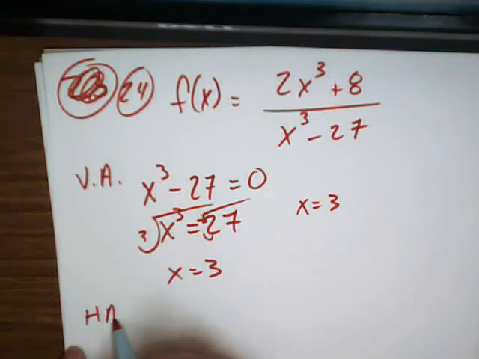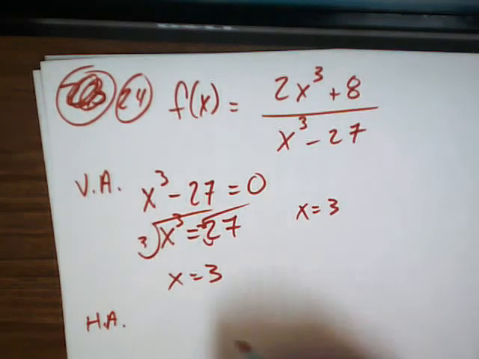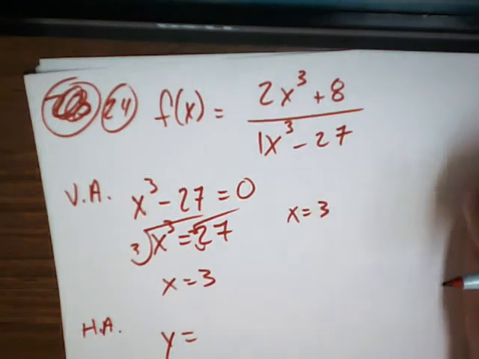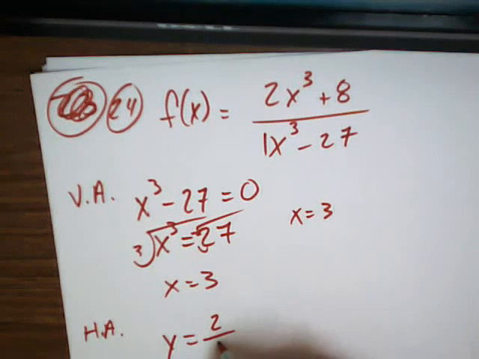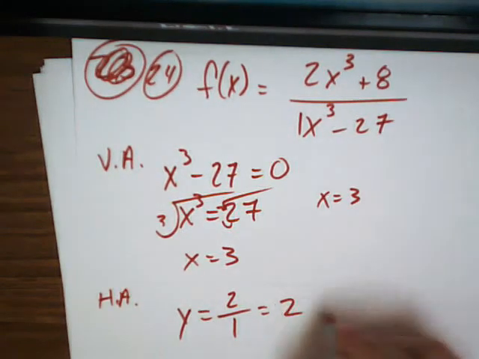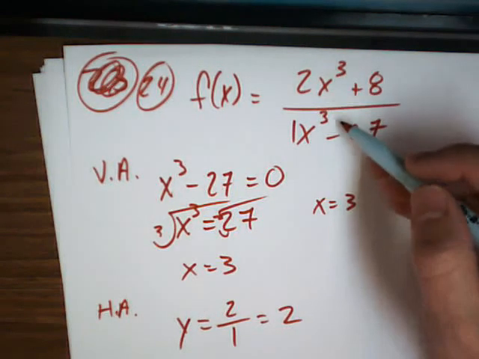In the horizontal asymptote, since the degrees are actually equal, x cubed and x cubed, y equals, you take 2 divided by 1. Make a little fraction out of it. So, yeah, don't use the power. Don't use the power. You're not the only one doing that.